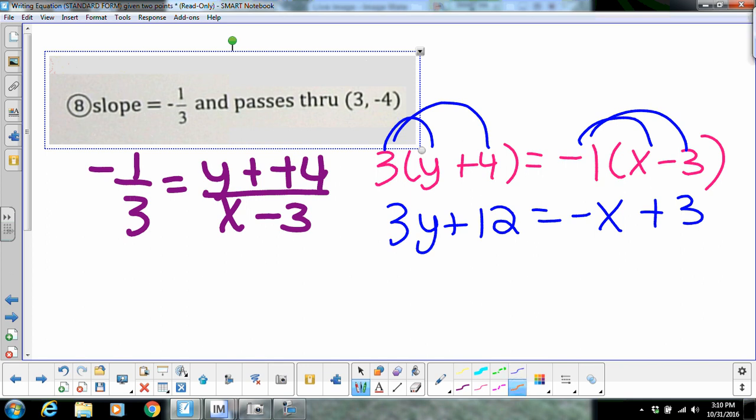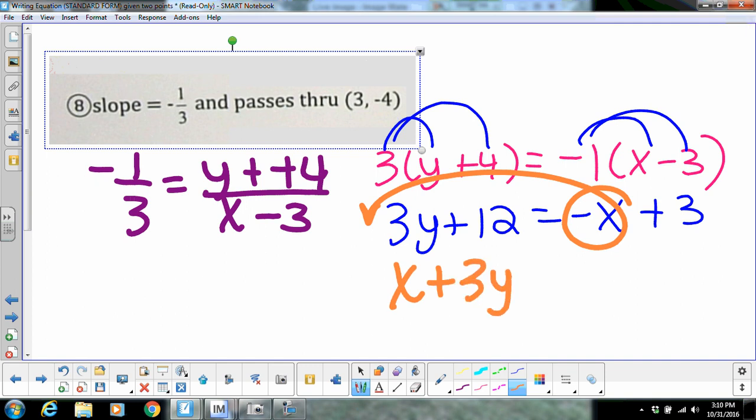All right, then let's rearrange. Let's move x over. He's going to become positive. Y did not move, so it stayed positive. Let's move positive 12 over. It's going to become negative, and 3 minus 12 is -9.